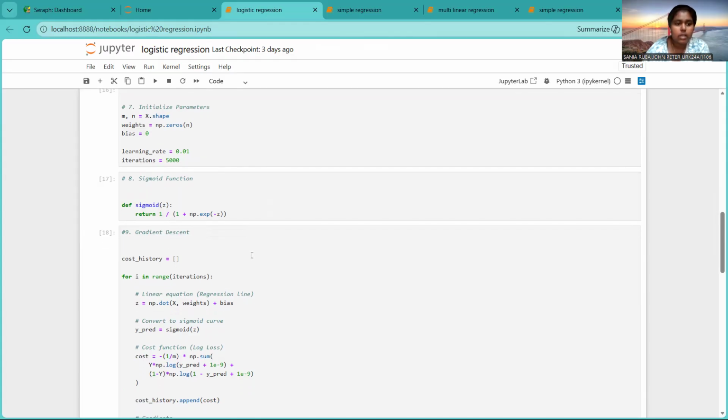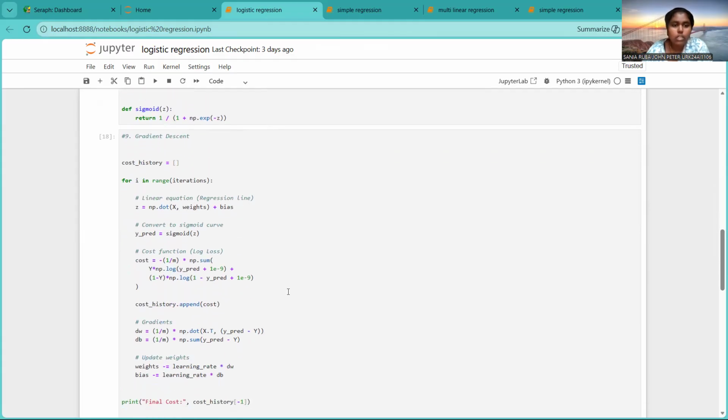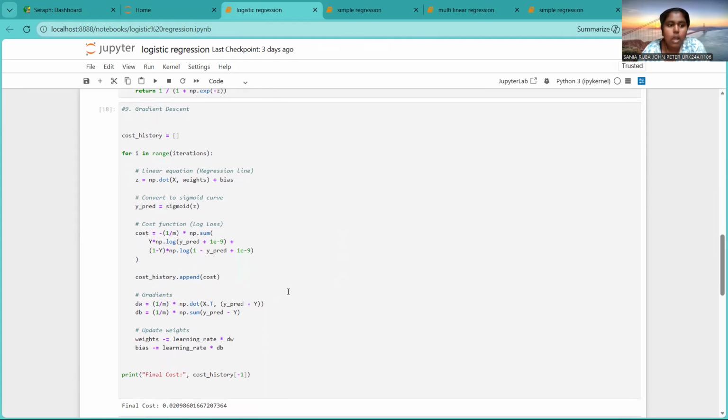Then we apply the sigmoid function, because the sigmoid converts the output into a probability between 0 and 1. The sigmoid of z is equal to 1 divided by 1 plus e to the power of minus z. The next step is the cost function and gradient descent. We use log loss as the cost function: J is equal to minus 1 by m times the summation of y log h plus 1 minus y log of 1 minus h. This gradient descent will update the weights to minimize this cost.